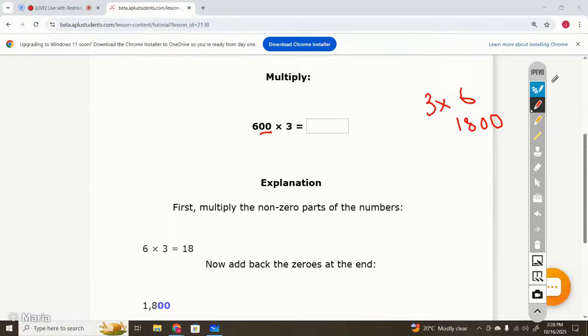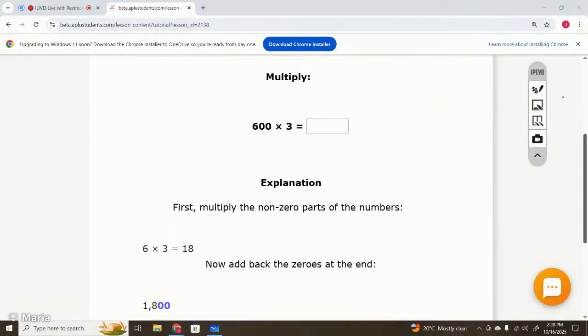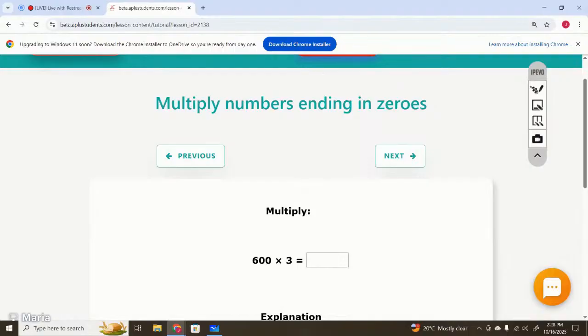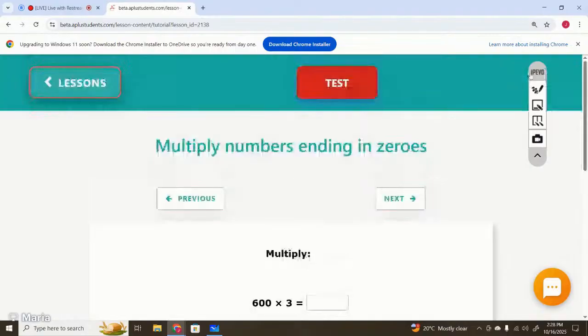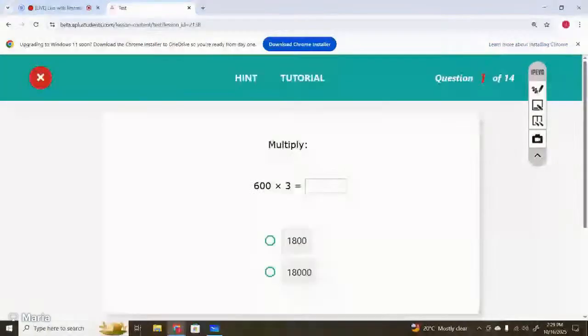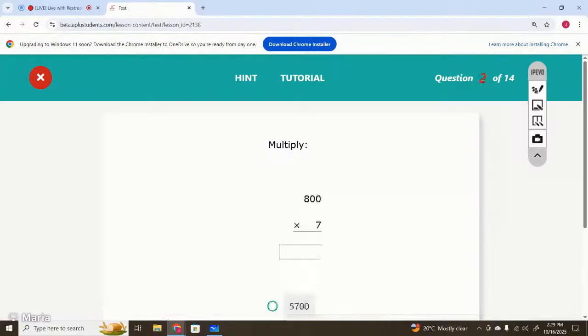So let's just start with the test questions. Okay, 100 times 3 is... 3 times 6 is 18. You need the two zeros, right? So that is 1800. Option number 1 is the correct option.